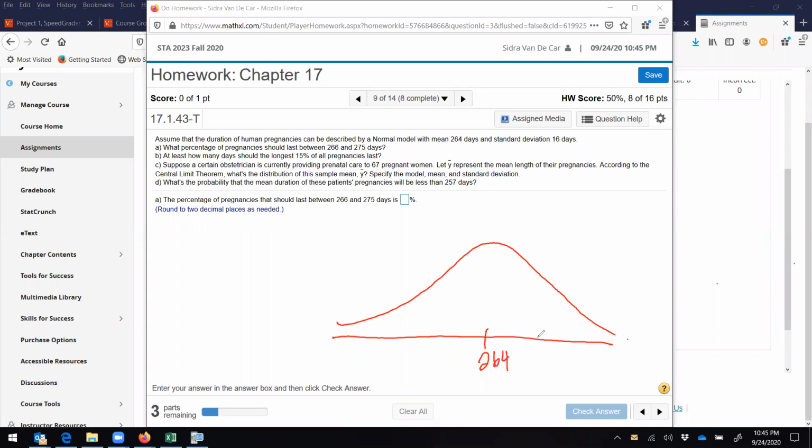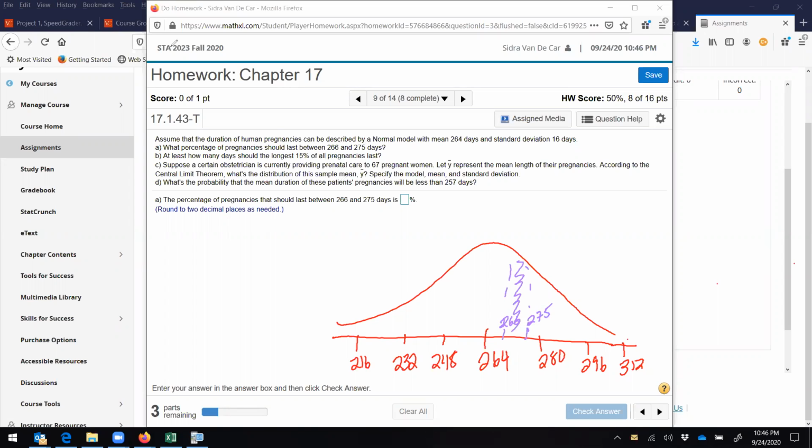So add 16 to that and we get to 280. Add 16 again. Add 16 again. Subtract 16. Subtract 16 again. Subtract 16 again. All right, that's what our sampling distribution looks like. Now we want to know what percentage is between 266 and 275 days. So I want that little bit of area right in there.